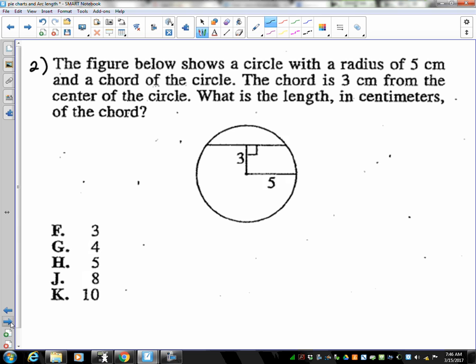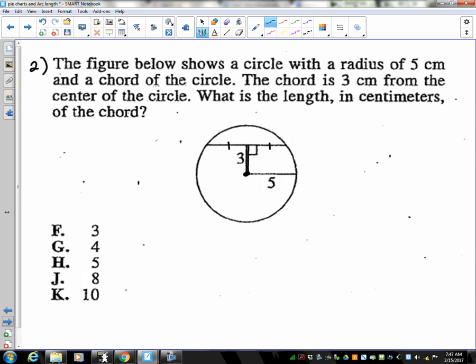Okay, on number 2, we have a similar situation where we have a segment from the center that's perpendicular to a chord. So that's going to mean that those two segments are going to be the same. Now let me read the description. It says, in this figure below, shows a circle with a radius of 5 and a chord of the circle. The chord is 3 centimeters from the center. What is the length in centimeters of the chord?